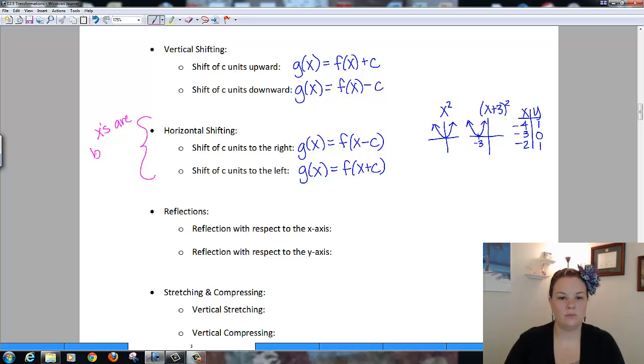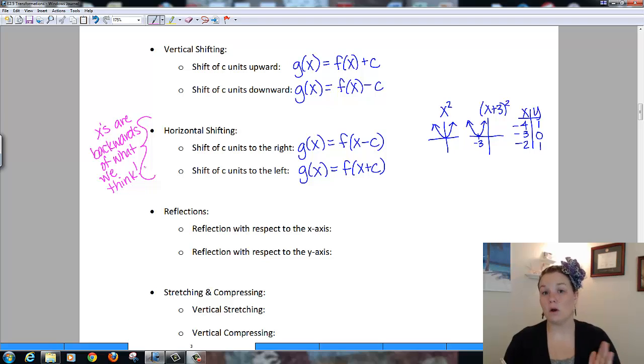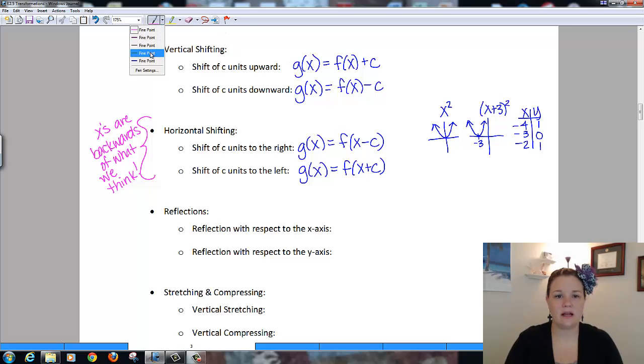X's are backwards of what we think. Okay, so if we can just remember anything that affects the x is a little bit cattywampus, so to speak, or a little bit different than what we would hope it would be. Okay, if we can remember x's are backwards, it's a good indicator that you're doing it correctly.